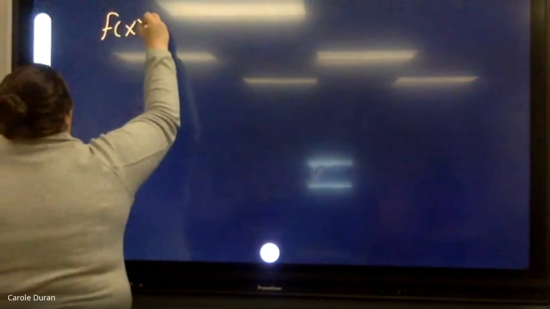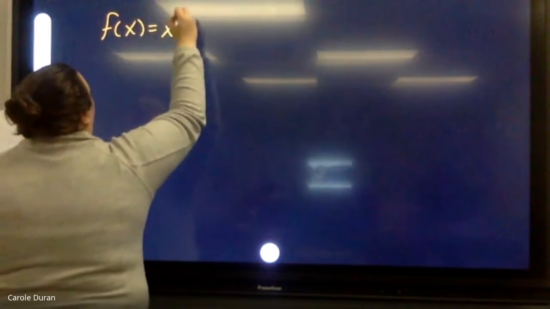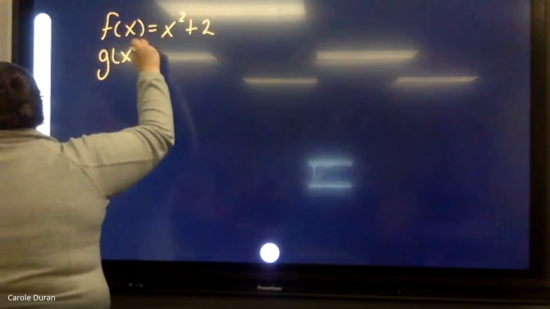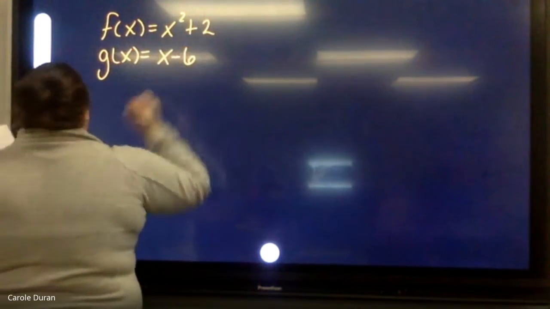So now let's assume that f of x is equal to x squared plus 2, and g of x is equal to x minus 6.